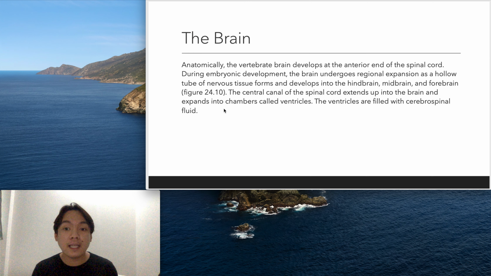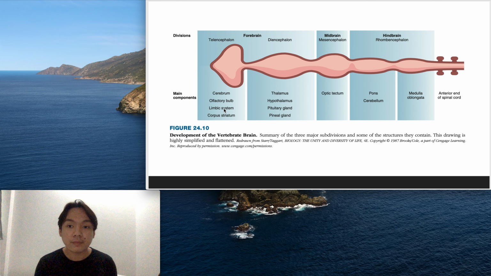So the brain, located on the anterior part of your spinal cord, undergoes a regional expansion of a hollow tube of nervous tissue and develops the hindbrain, the midbrain, and the forebrain. The central canal of the spinal cord extends up into the brain and expands into chambers. We call them ventricles, and they are filled with cerebrospinal fluid. So we have the divisions: the forebrain, the telencephalon and the diencephalon, the midbrain, the mesencephalon, and the hindbrain, the rhombencephalon. These are the major subdivisions of the brain and the structures they contain.